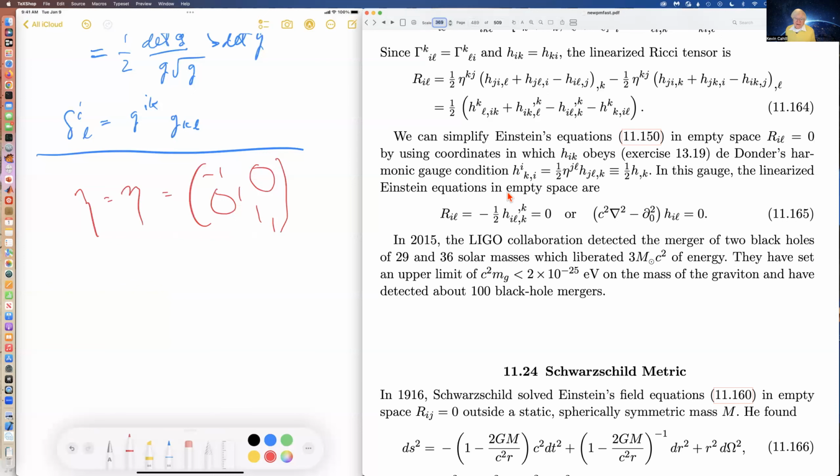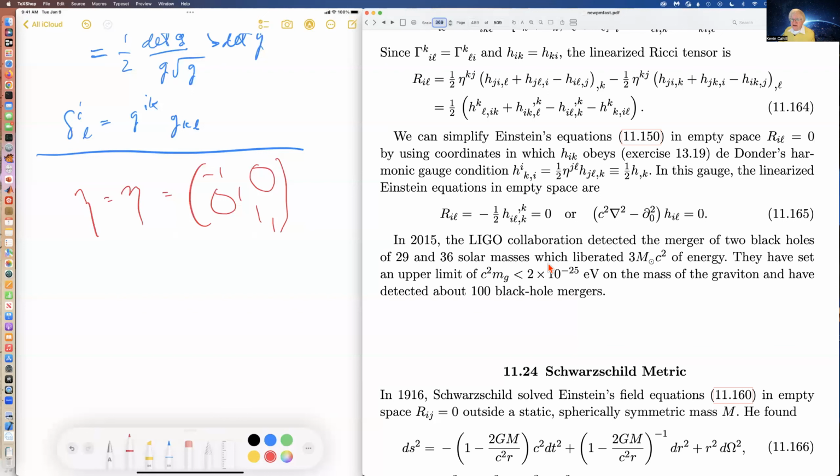They also, and this was as of 2019, about 3 years ago when I looked up the upper limit, they had set an upper limit of the mass, or the energy, of a graviton as being less than 2 times 10 to the minus 25 electron volts. By comparison, the mass energy of an electron is 500,000 electron volts.